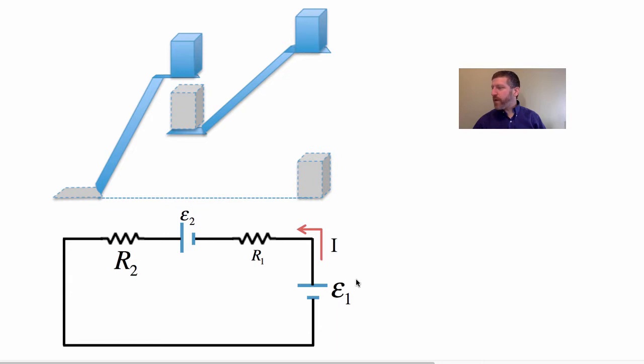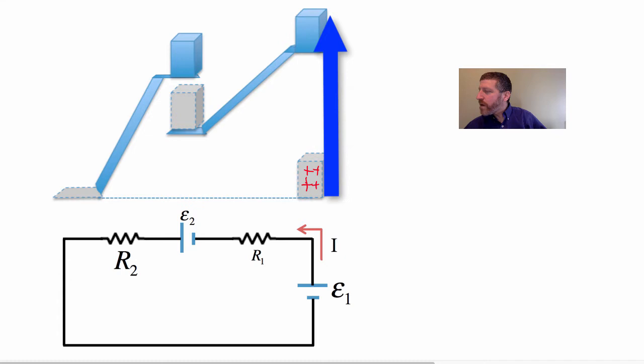I've got an EMF right here, E1, and I've got current I going through this single series of components. I've got R1, which is a little bit smaller than R2, and I've got E2, which is smaller than E1. Now, let's again use height as an analogy for electric potential. It still works. I'm representing this EMF E1 by an elevator that's going to take these positive charges up to this height right here. So it's increasing the height. I'm just going to label it E1.